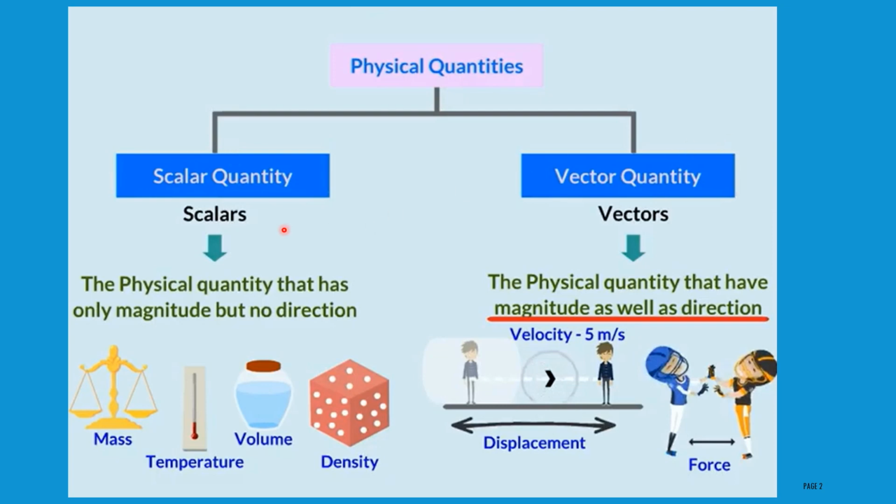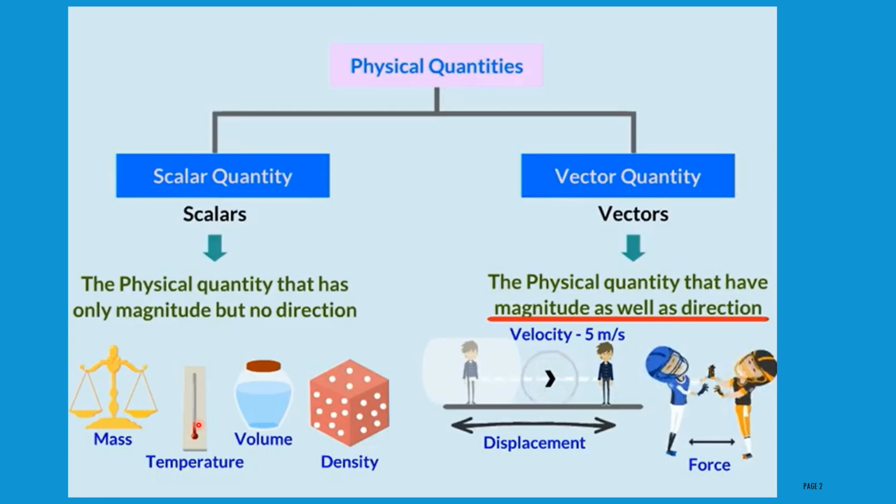What is meant by a scalar? A physical quantity that has only magnitude but no direction. Magnitude means we will represent a physical quantity in terms of a number or numerical value. Consider mass. Here mass we will measure in terms of kg, maybe 10 kg, 20 kg, 30 kg. Then 10, 20, 30 are the numericals. Therefore, the scalar will represent only the numerical values.